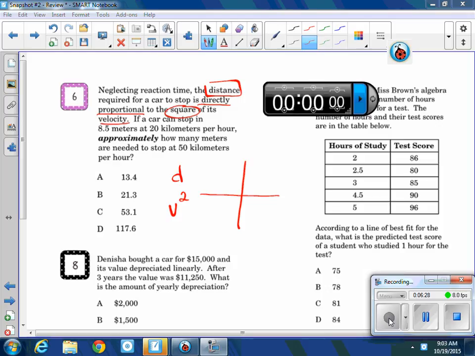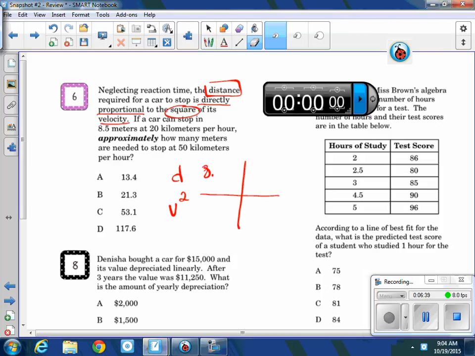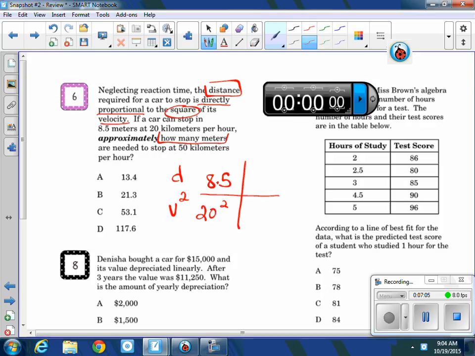Alright, if a car can stop in 8.5 meters, would that be distance or would that be velocity? Distance. At 20 kilometers per hour, would that be velocity or would that be distance? Velocity, but it's the square of that, so it needs to be 20 squared. Approximately how many meters are needed? So what are you missing? Distance or velocity? So that's your X or your question mark.